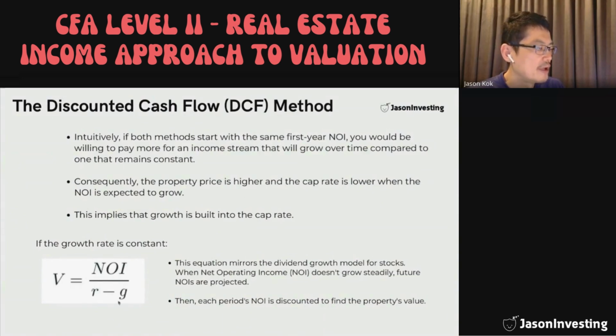So in this case, remember the R minus G is the cap rate. So basically for a discounted cash flow, you're breaking the cap rate into a discount rate and growth rate. If the growth rate is constant, this equation mirrors the dividend growth model, like I said before. When NOI doesn't grow steadily, future NOIs are projected. So this is the part where, rather than using this equation, we will specify the NOI for a small number of years, plus the terminal value.